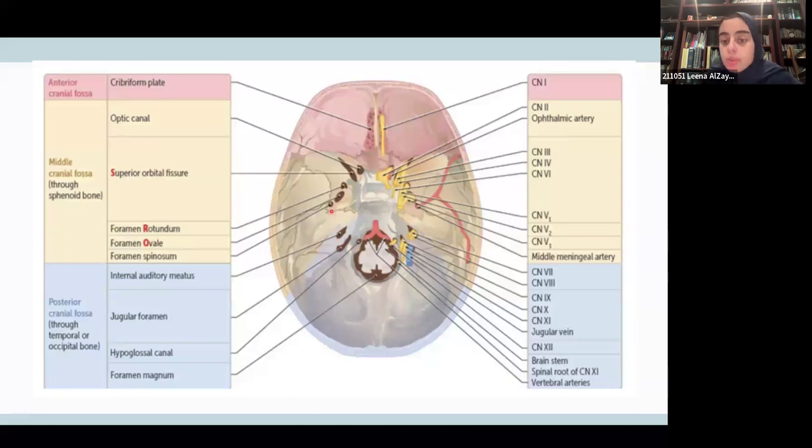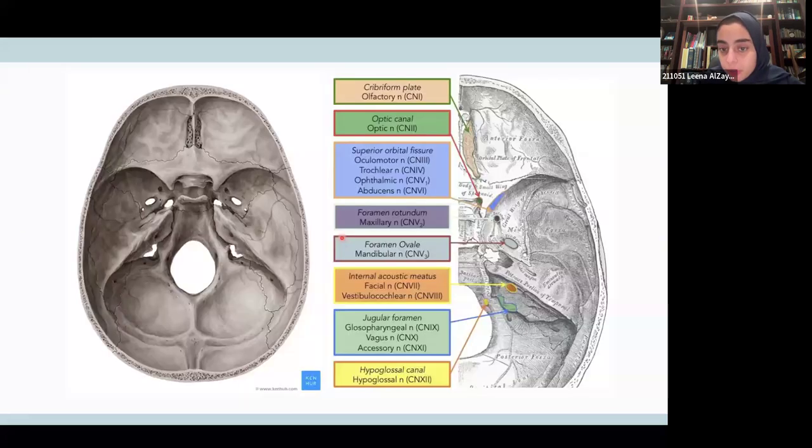Then we have the foramen spinosum. The foramen spinosum is right next to the ovale, and it carries the middle meningeal artery. Then we have internal acoustic meatus. From the name, what would it carry? It would carry the vestibulocochlear nerve because it's for hearing, and facial nerve.